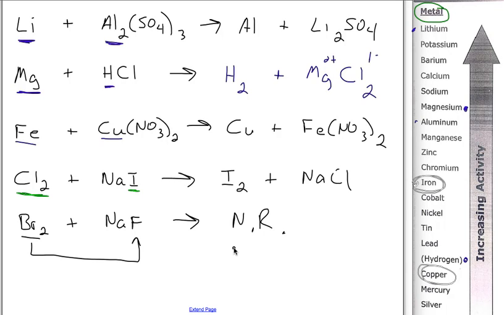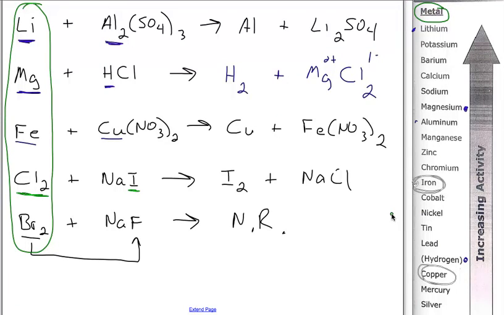And so that is how you predict a single replacement reaction. If the lone element over here is higher than the element that it's going to replace, higher on the activity series or in the periodic table for the halogens, if it is higher, then the reaction will happen and you need to do the single replacement reaction. If it's lower, then there's no reaction and you just write NR next to it, because those two elements or those two compounds will sit there and not do anything.